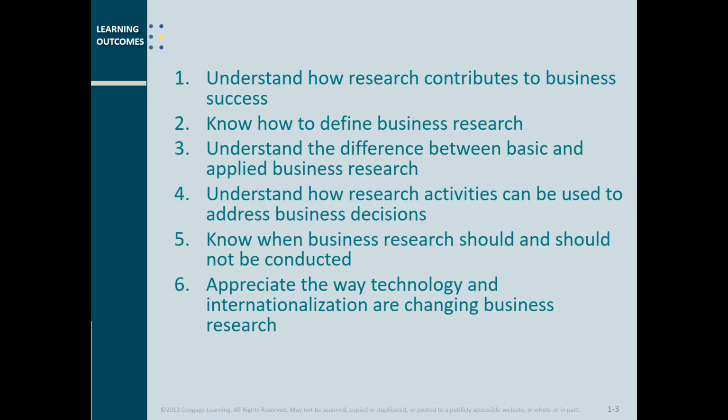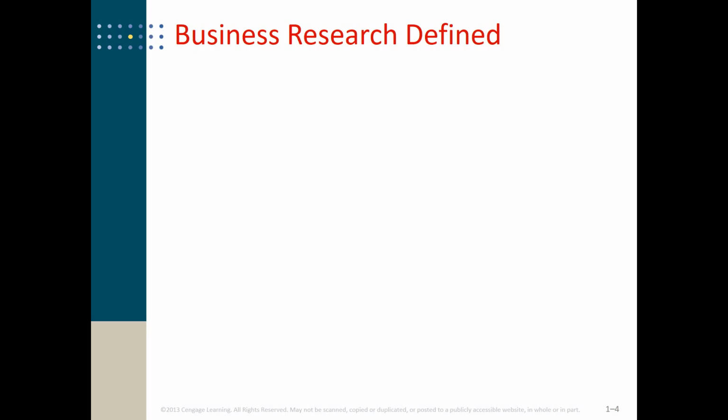The learning objectives of this chapter are, firstly, to identify what we mean by business research. We will differentiate between basic research and applied research. And we will see how research activities can be used to address business decisions. And finally, we will understand when we should do business research and when we should not.